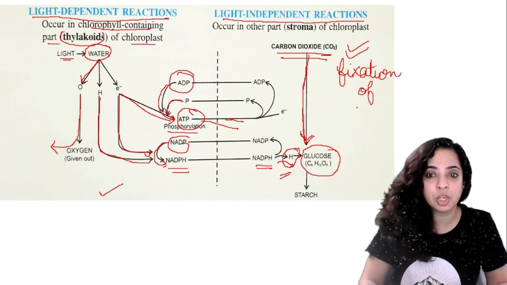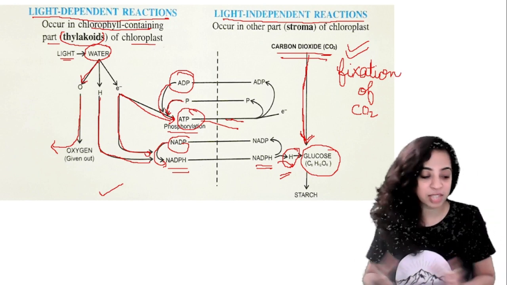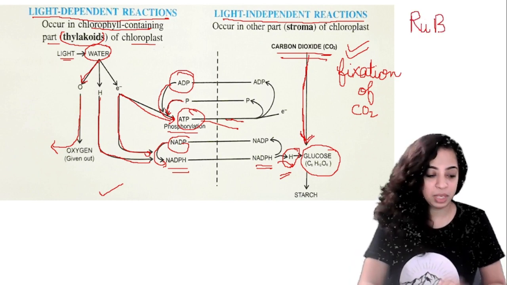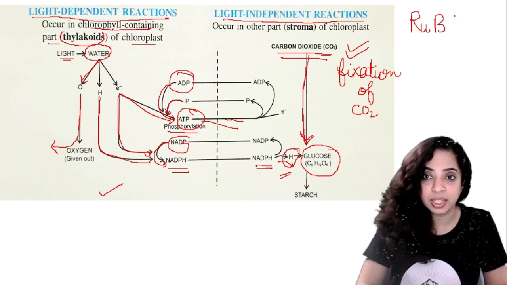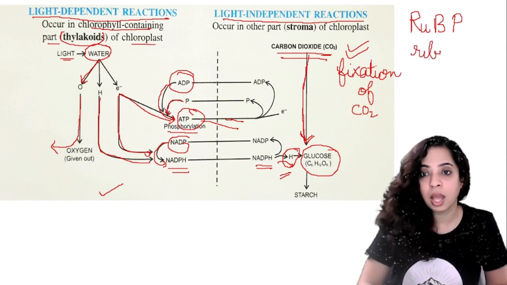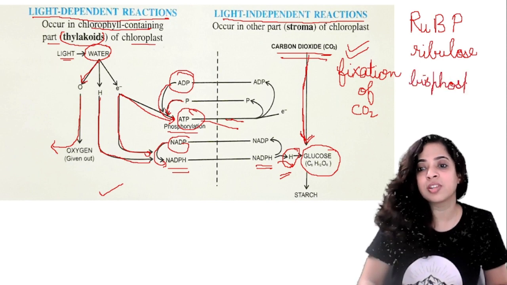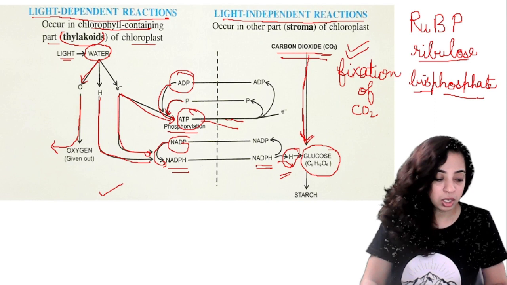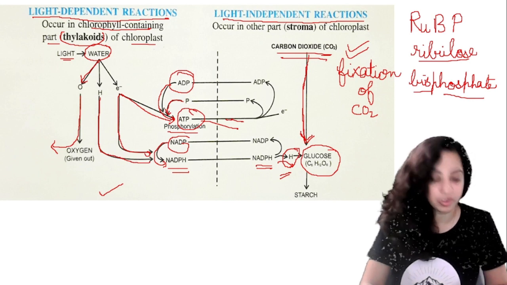Fixation of CO2 occurs in a number of steps using a special carbon dioxide acceptor compound, and this compound is written like this, RUBP. It is known as ribulose bisphosphate. Now, many a time students write it biphosphate. It is not biphosphate. It is ribulose bisphosphate. Now, this fixation is catalyzed by an enzyme known as ribulose bisphosphate carboxylase.